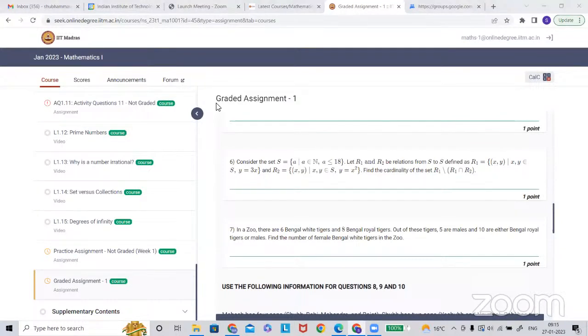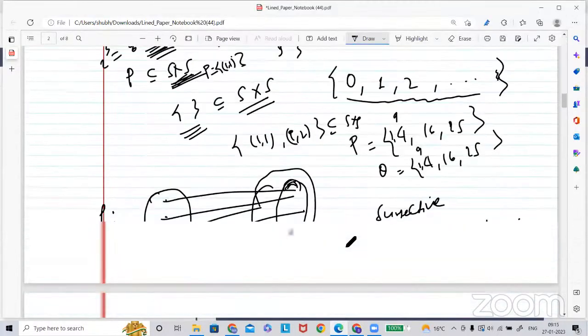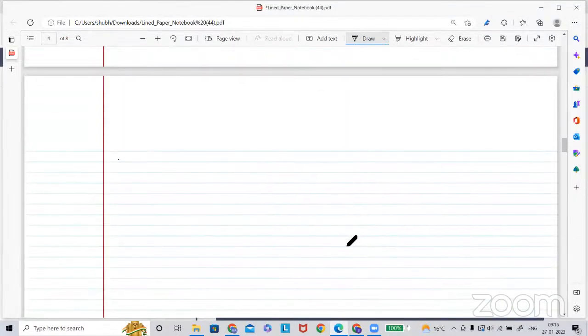Jacob and Princey have already done, I think. No, sir, I have one more doubt. If you don't mind, can you please explain functions? I have a little confusion about injective and surjective. Regarding injective or surjective, or what is a function itself? Both function and what is the difference between injective and surjective, sir?